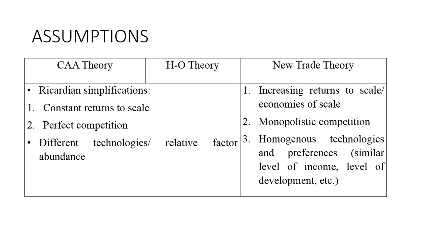And also we assume different technologies and different relative factor abundance, because in these models those differences serve as the main source of international trade. No international trade would be possible without, again, differences in technologies and differences in relative factor abundance. In contrast, under new trade theory, we assume increasing returns to scale or economies of scale, monopolistic competition, and homogeneous technologies and preferences. So we assume that two countries are of the same income, the same level of development, the same production structure, and so on and so forth.